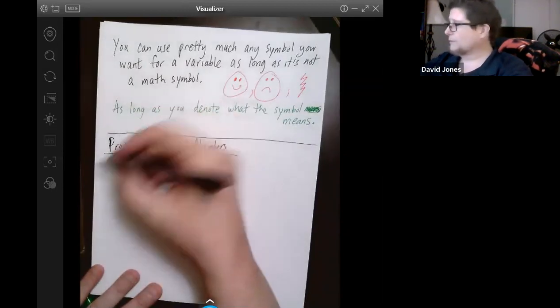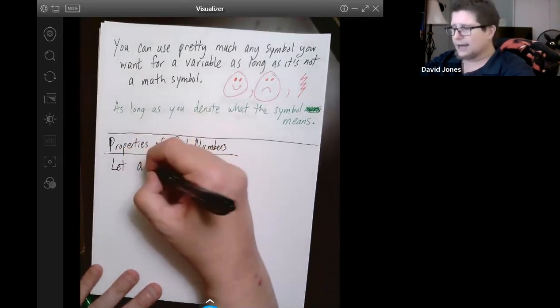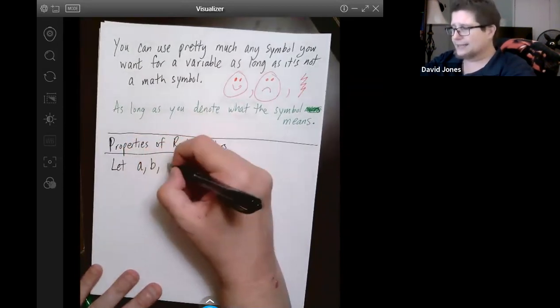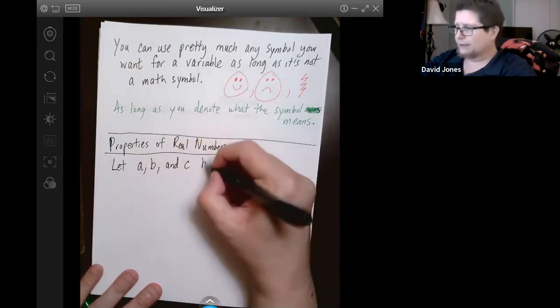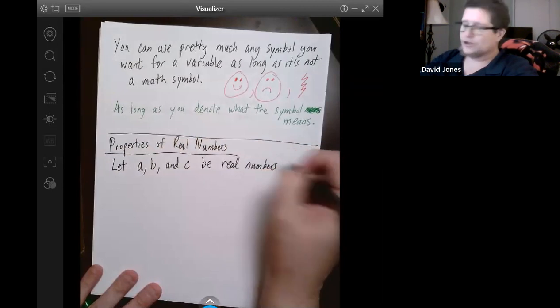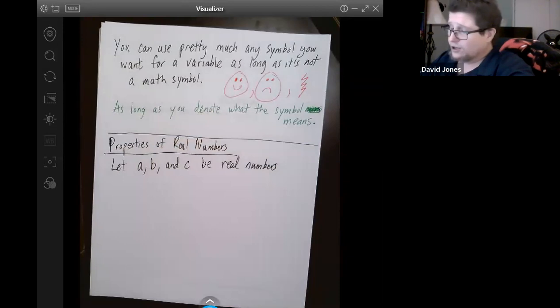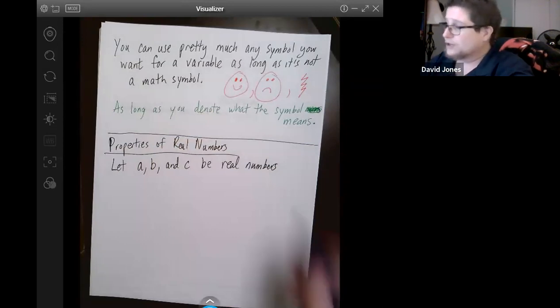So let's set up some rules. We're going to let A, B, and C be real numbers. Any real number. Negative numbers, square roots, decimals, anything we want. That's our given information.